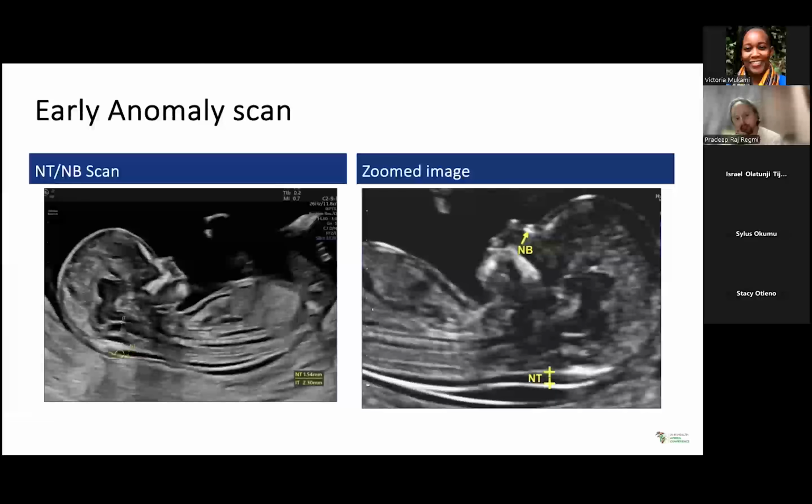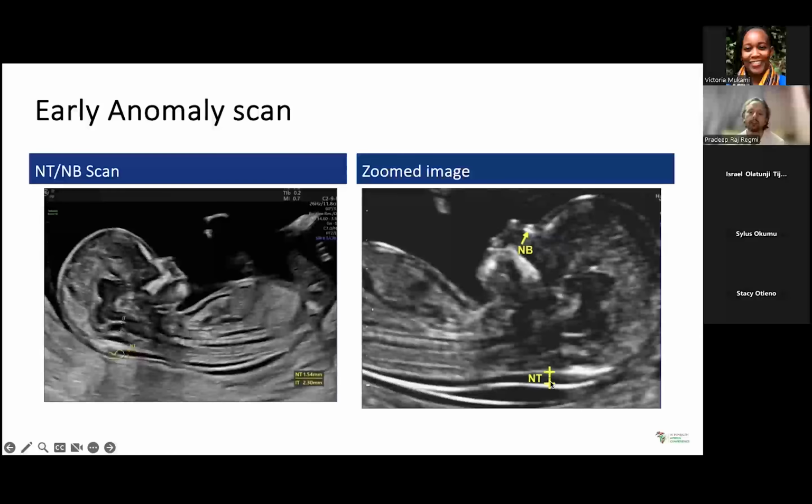The other thing we do in early pregnancy at around 11 to 14 weeks is the nuchal translucency scan, and it is one of the markers for trisomy, to rule out Down syndrome. This is a fetus of approximately 12 weeks, and at this stage we usually measure the nasal bone. You can see this arrow, it is the nasal bone, and another is on the back of the neck of the fetus, it is the nuchal translucency.